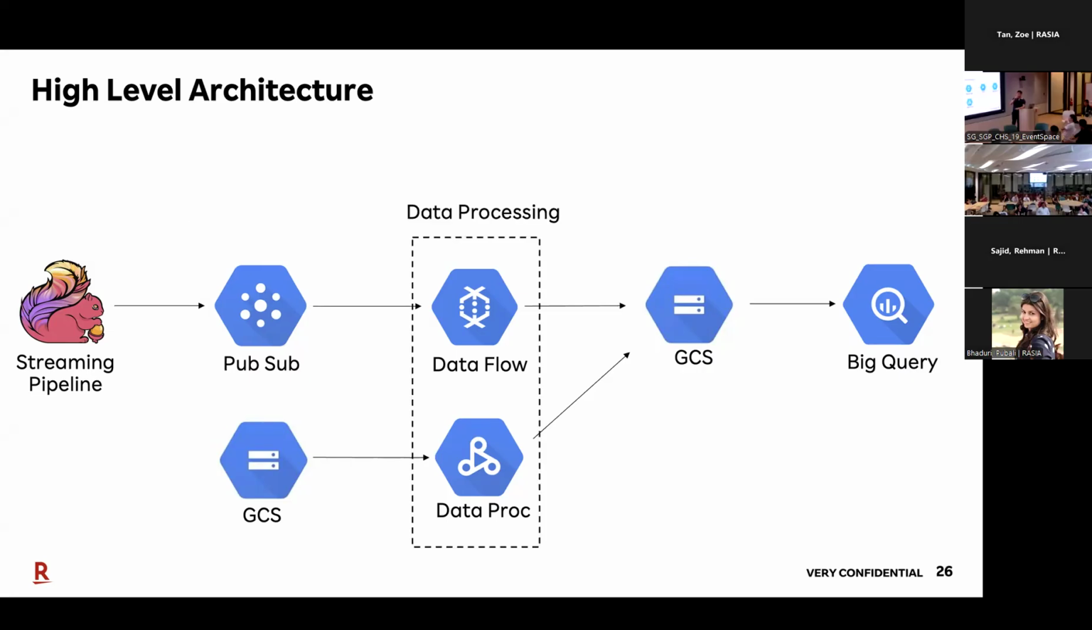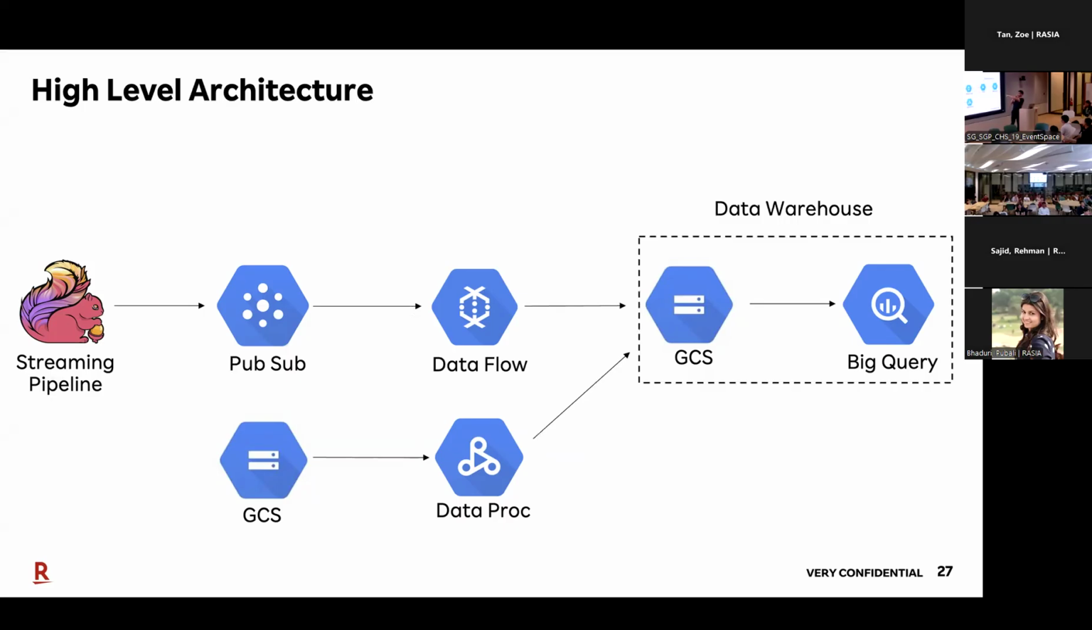So after we have ingested all this data, we have the processing layer here. We use Dataflow and Dataproc to do most of our data processing. If you look at the top layer, that's the real-time streaming. Dataflow is streaming data in real time, whereas the bottom layer is more on the batch processing. So we use Spark jobs on Dataproc to do batch processing. And both of these processing steps write back to our data warehouse, which is GCS plus BigQuery here.